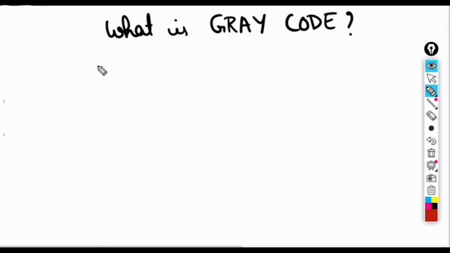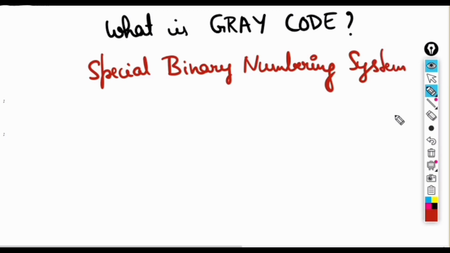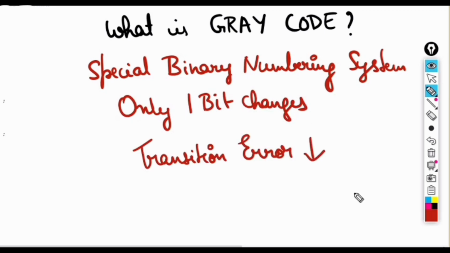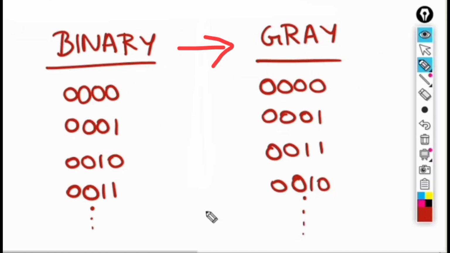First of all, what is a gray code? Gray code is a special binary numbering system where only one bit changes between consecutive values. This is useful in digital electronics because it minimizes transition errors. Consider this example of binary to gray code conversion.